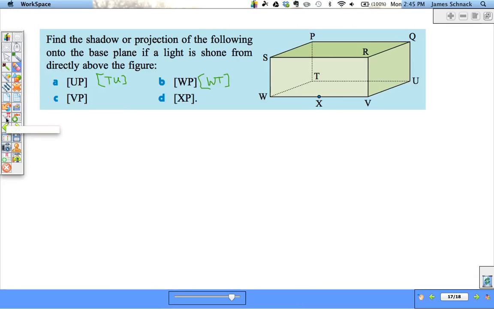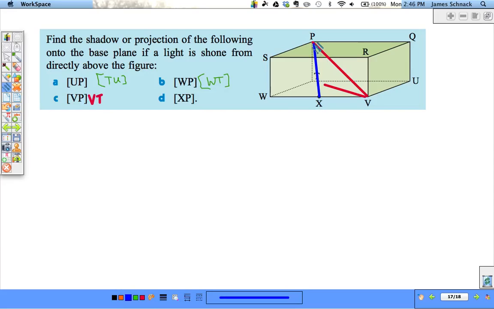So let's see how we did. First, let's draw these two in. VP, here's V to P, that's going diagonally across this box. Its shadow is going to be along the bottom, VT. XP, different color, X to P. Along the bottom, its shadow would be right there. It is going to be XT.